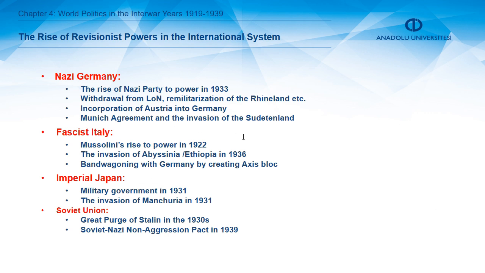As for the Soviet Union, the Great Purge of Stalin in the 1930s was a key development. Stalin tried to get rid of his political rivals within the Soviet state. Another key development in international politics was the Soviet-Nazi Non-Aggression Pact in 1939, in which Germany and the Soviet Union decided to divide Poland and invade Poland. The invasion of Poland by Germany would be the reason for the Second World War in 1939.